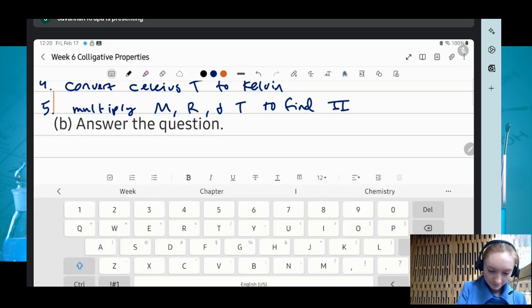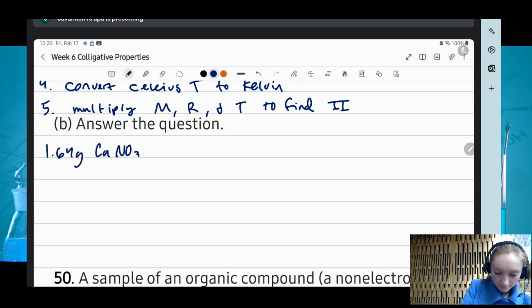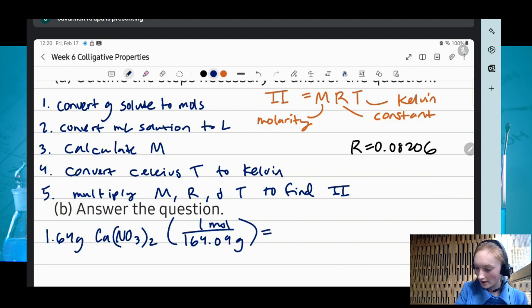Okay, so number 1, we need to convert to moles. And so we had 1.64 grams of the Ca(NO3)2, and the molar mass of that is going to be 164.09 grams per 1 mole. And so multiplying that out will give us a value of 0.0099945 moles.